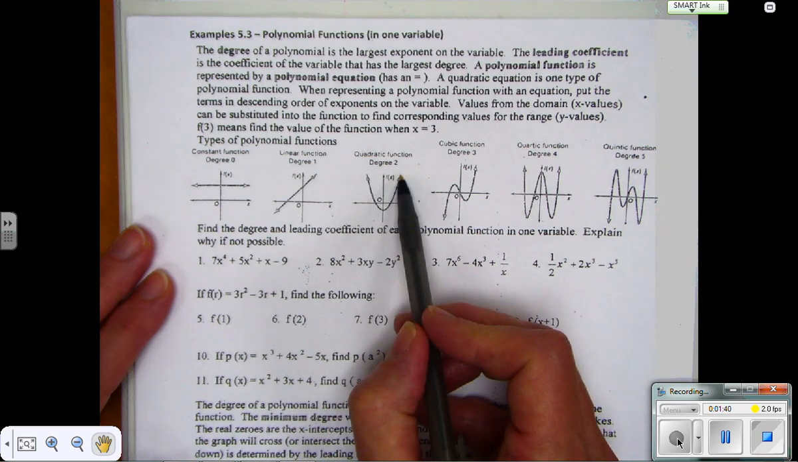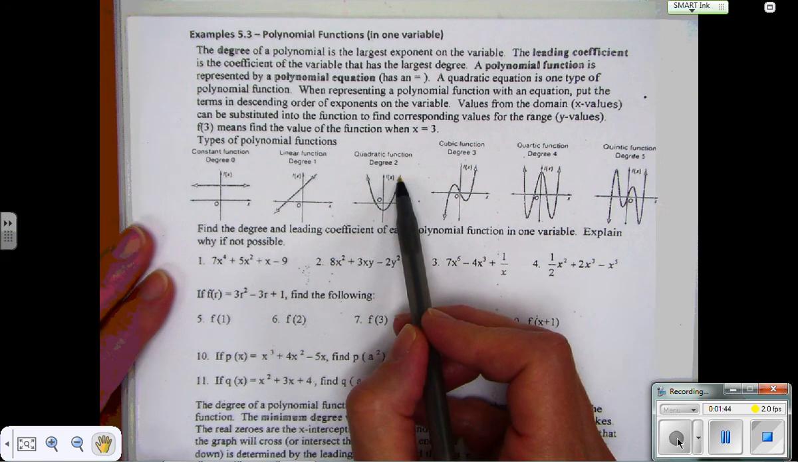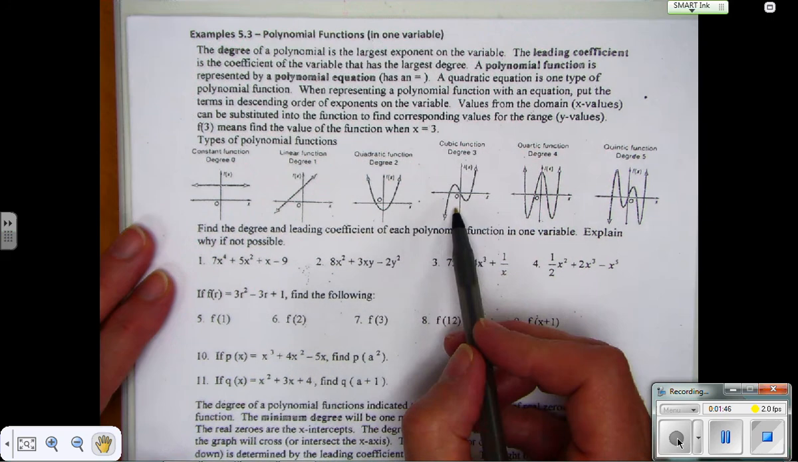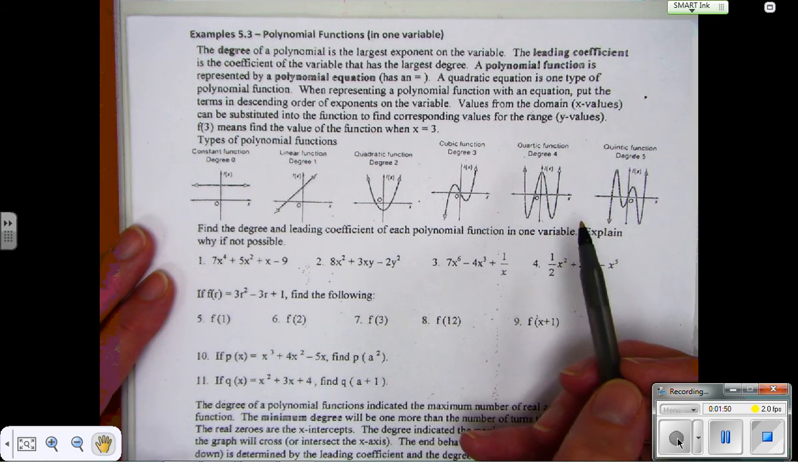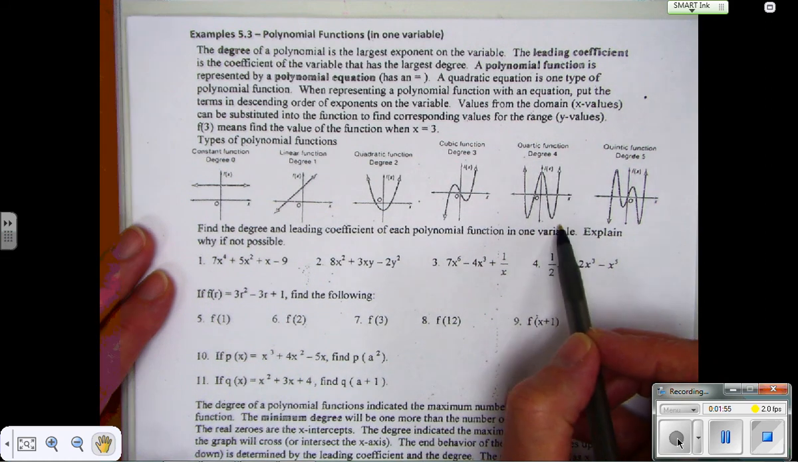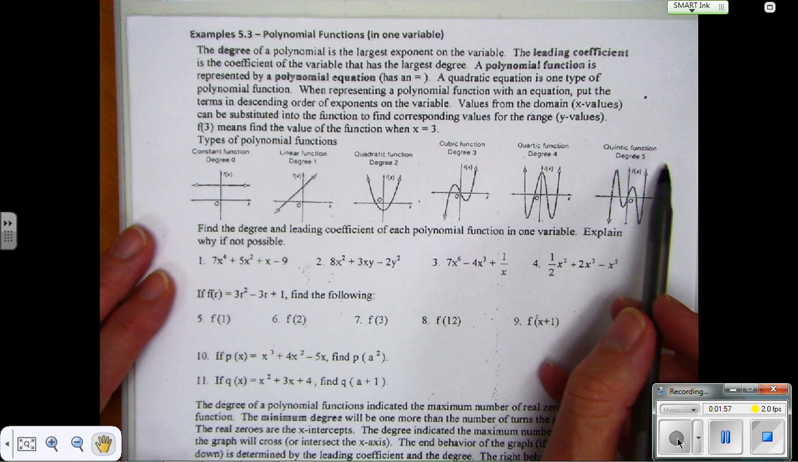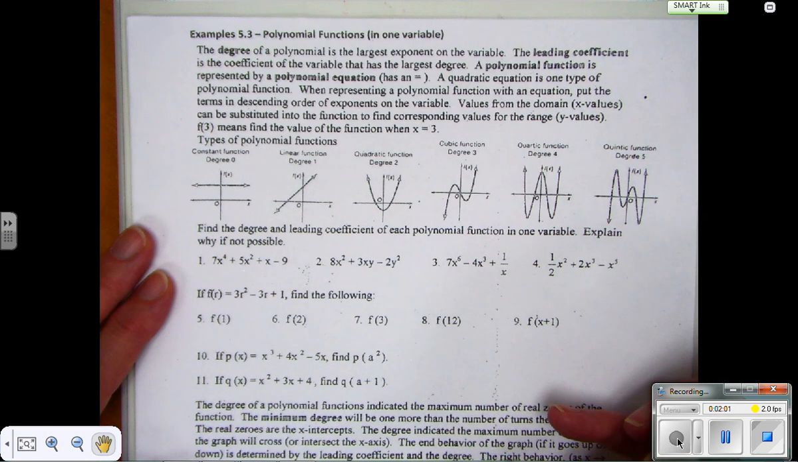Quadratic function has a degree of 2 because it's x squared. A cubic function has a degree of 3. It's going to be x to the third. A quartic function has a degree of 4. It would be x to the fourth. A quintic function would have a degree of 5. It's x to the fifth.